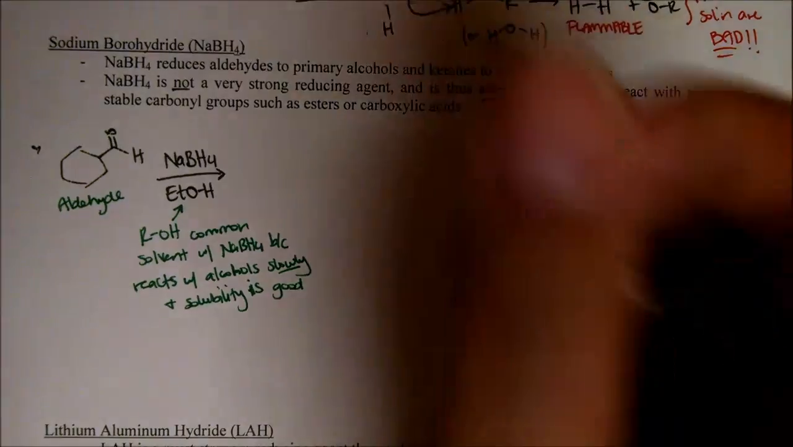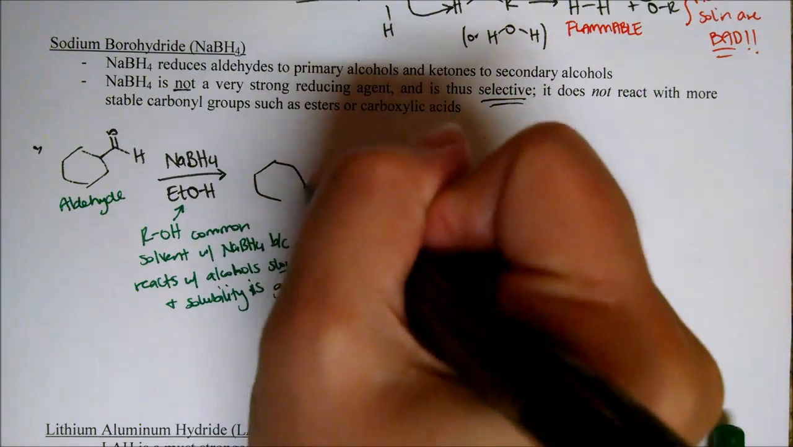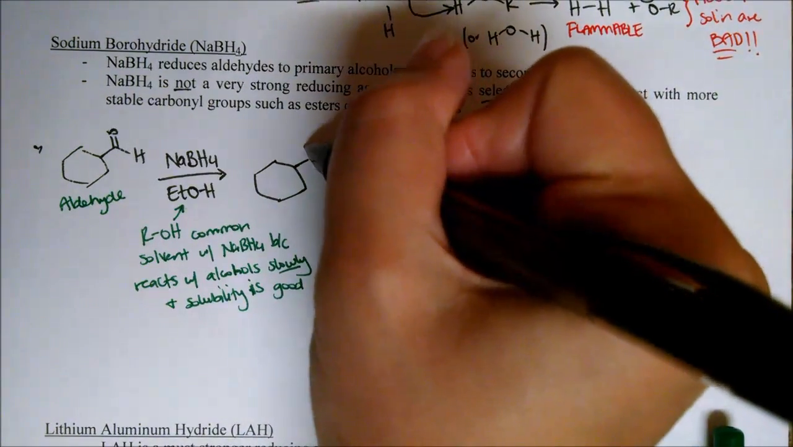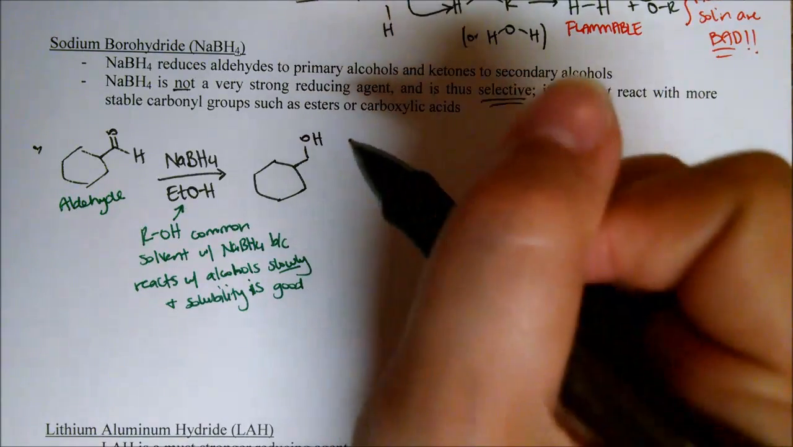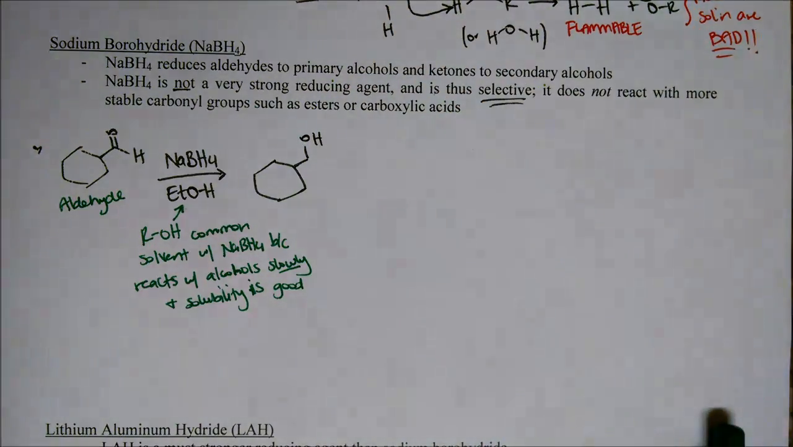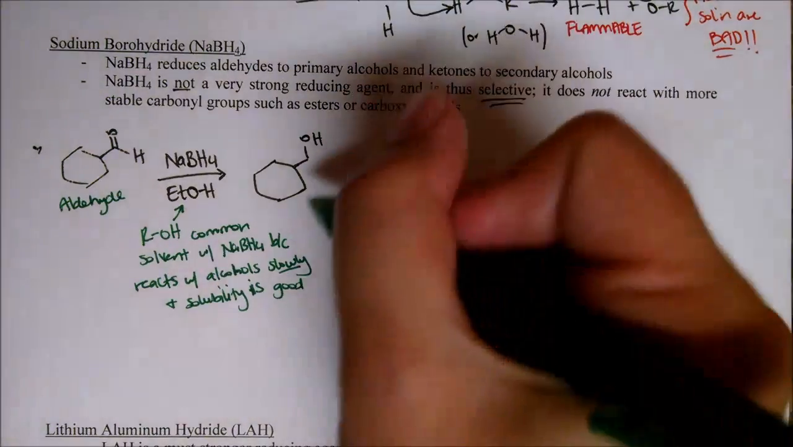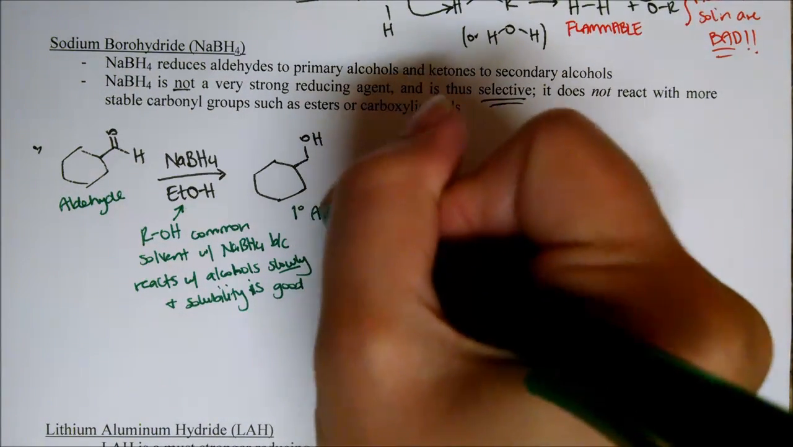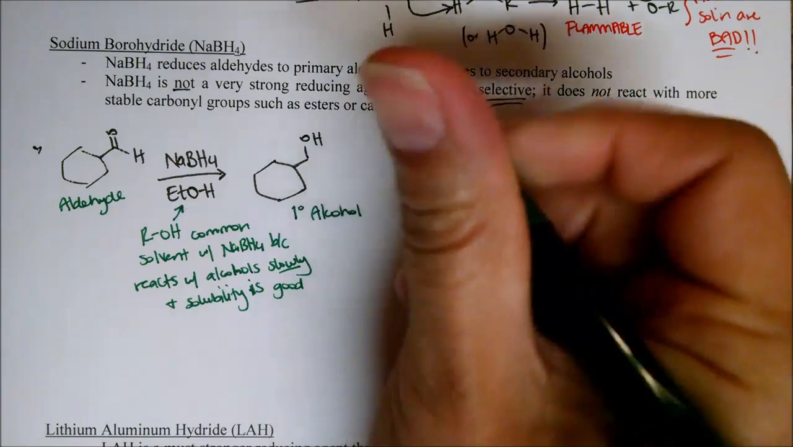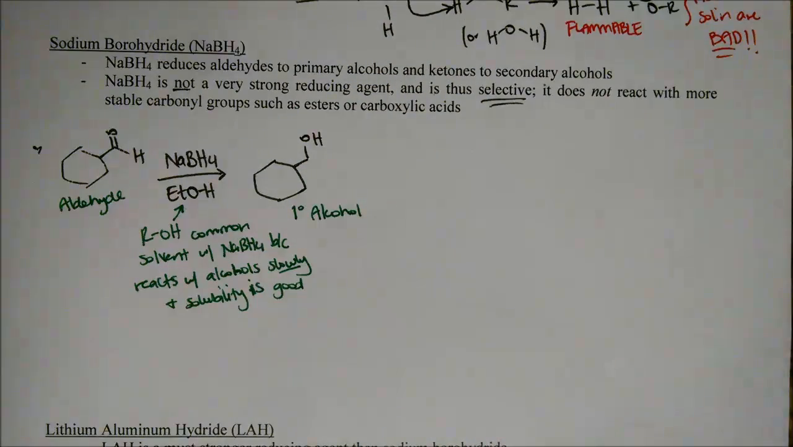Again, this was an aldehyde. When we throw in our sodium borohydride, what do we get? Just change that carbonyl into an alcohol. And what degree of an alcohol is this? This is a primary alcohol. It's on a carbon that's bound to only one other carbon. It's a primary alcohol.